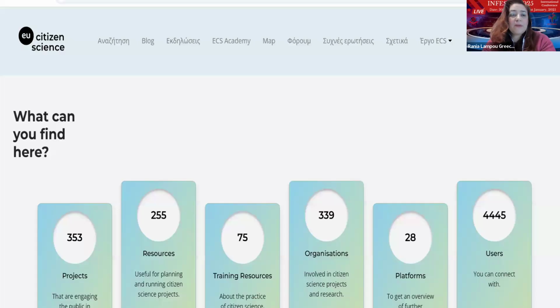Here you can see the platform of the European Union, Citizen Science, an amazing platform. You can see here many projects, resources, training resources, organizations. You can explore this and take an idea.